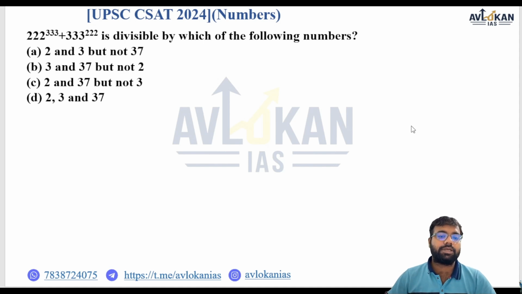Today we are back with one more question that was asked in CSAT 2024, and the question belongs to the numbers topic. The question is: 222 to the power 333 plus 333 to the power 222 is divisible by which of the following numbers? Now, first of all, you will have to look at the options. The options are 2, 3 and 37.